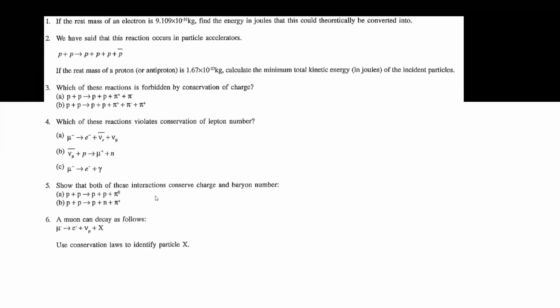Now, sometimes you have to identify an unknown particle. For example, a muon can decay as follows. A muon gives an electron, a muon neutrino and another particle X. How can we find this particle X? You have to check the conservation laws. What should the particle X be? First we have a muon, it is decaying into an electron, a muon neutrino, and another particle X is released. We don't know what X is.